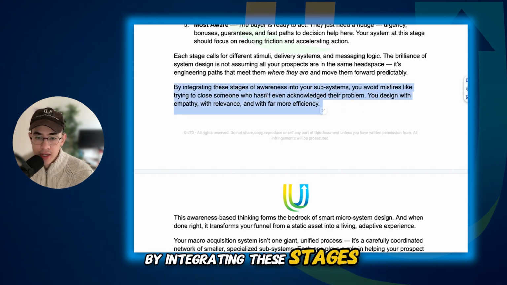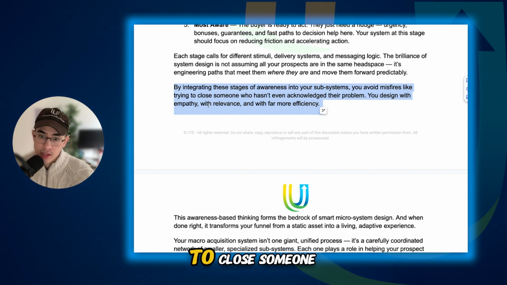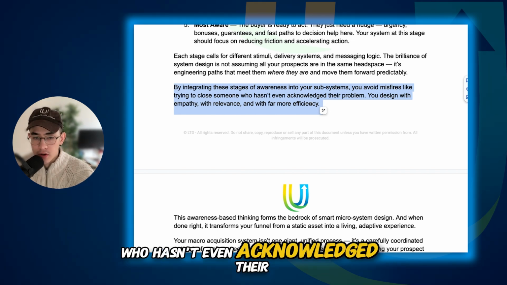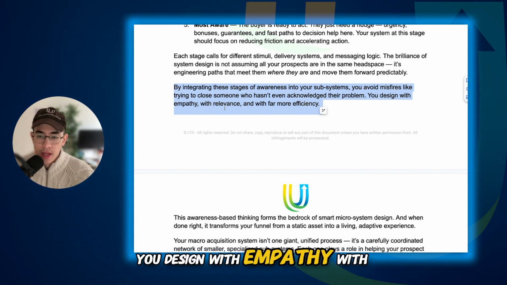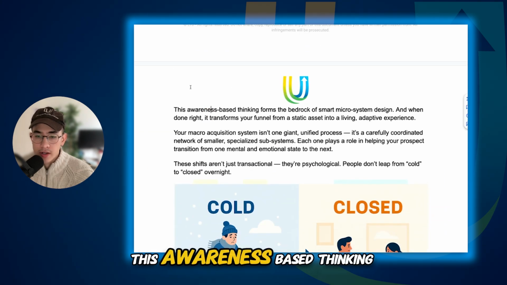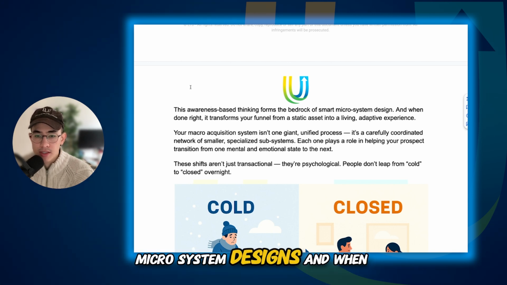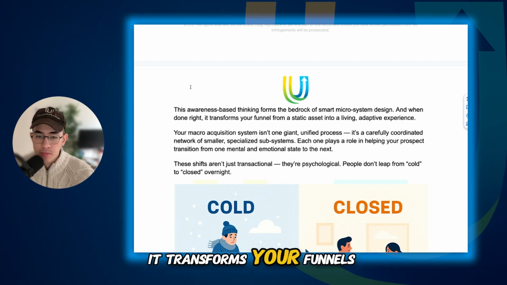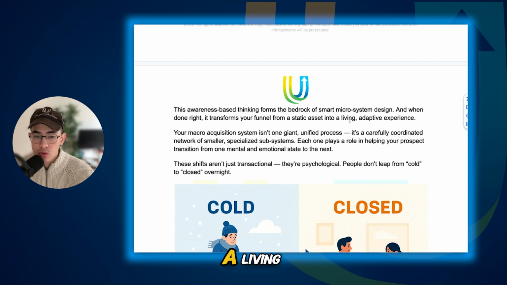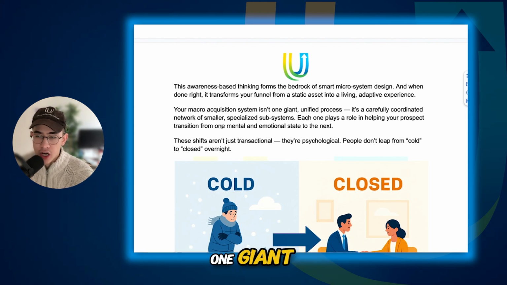By integrating these stages of awareness into your subsystems, you avoid misfires like trying to close someone who hasn't even acknowledged their problem. You design with empathy, with relevance, and with far more efficiency. This awareness-based thinking forms the bedrock of smart microsystem design, and when done right, it transforms your funnels from a static asset into a living, adaptive experience. Your macro acquisition system isn't one giant unified process.